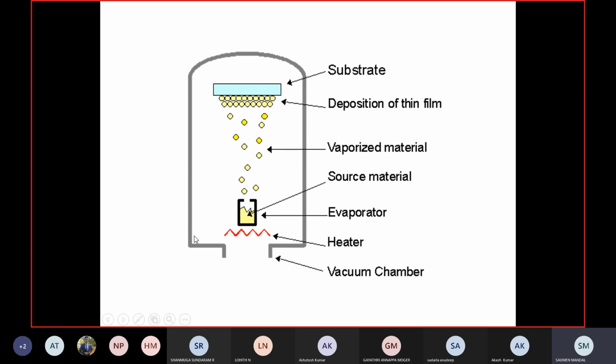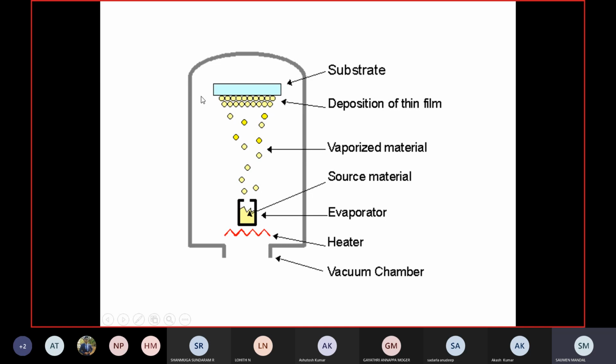You have to put the substrate. Then you have to close the entire chamber and pull a vacuum. When high vacuum is reached, only then will the operation start. You need to start the heater first, and with this heater the silver will melt and evaporate. Then the evaporated silver atoms will condense on the substrate.